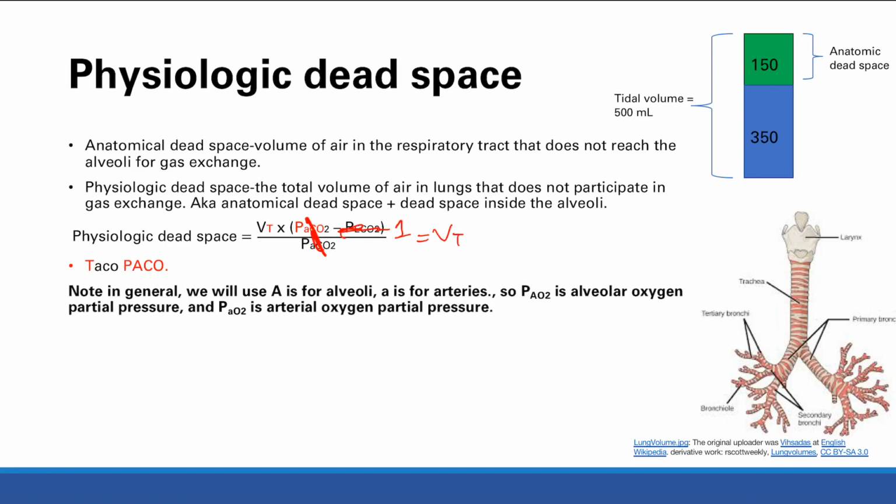Now, note in general, this is going to be important to remember, because we'll see this over and over again. When we use a big A, we mean alveoli. Okay, little a, we mean arterioles. So this would mean alveolar oxygen partial pressure. This means arterial oxygen partial pressure. I emphasize that because we're going to see something called an A-a gradient. AA gradient is like the gradient of oxygen in the alveoli versus in the arterioles. We're going to see it over and over again. So just remember, big A for alveoli, small a for arterioles.